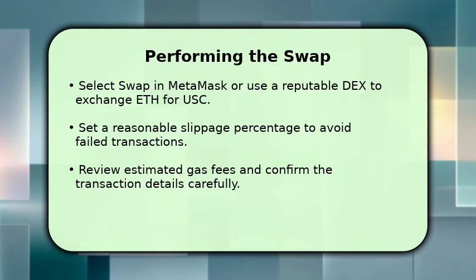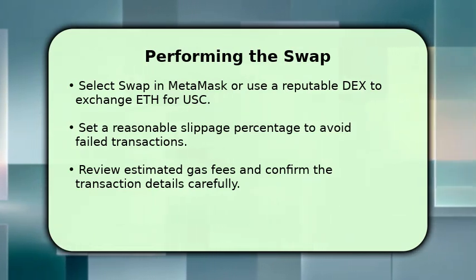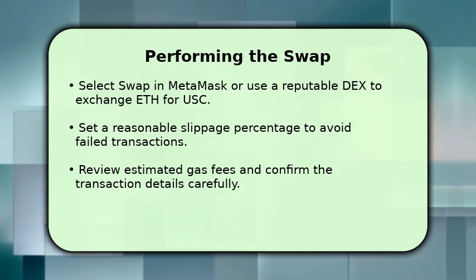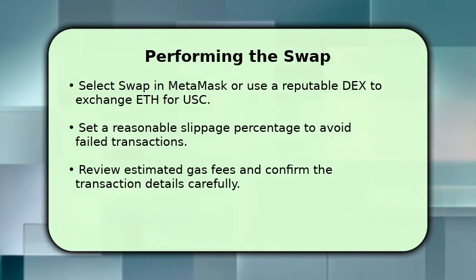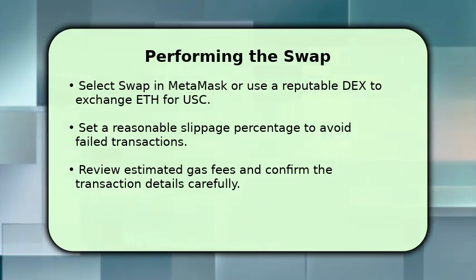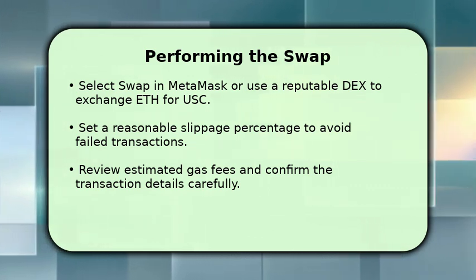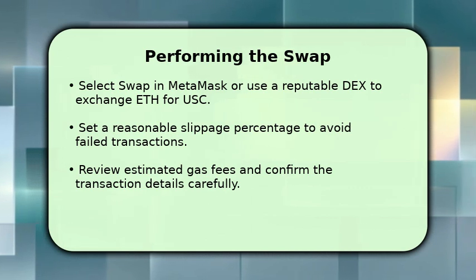Choose MetaMask Swap or a trusted DEX to trade ETH for USC, enter the amount, and inspect the quoted rate. Adjust slippage based on token volatility and expected price movement, and check gas fees to avoid surprises. Confirm the swap and monitor the pending transaction in MetaMask.